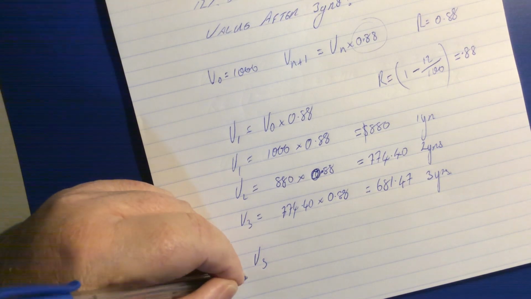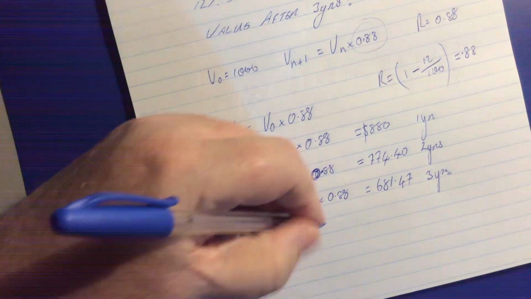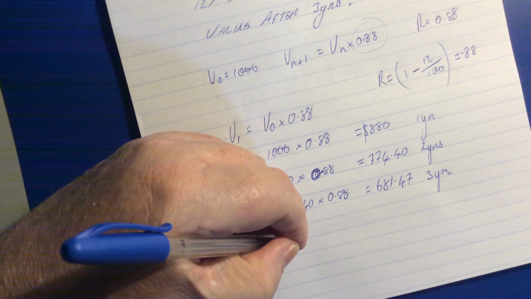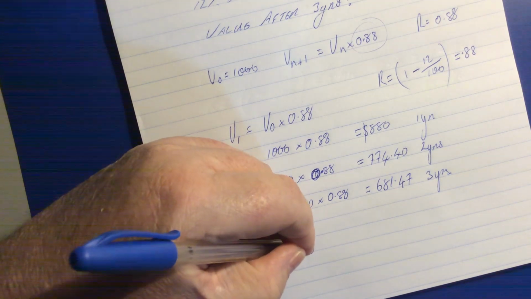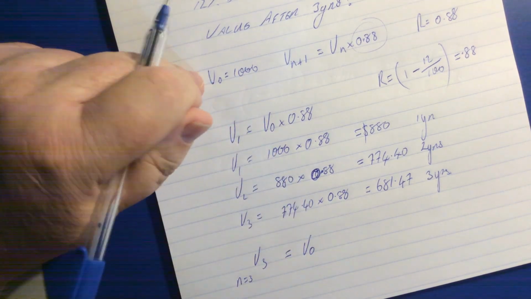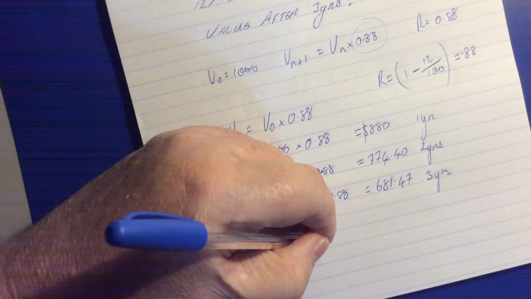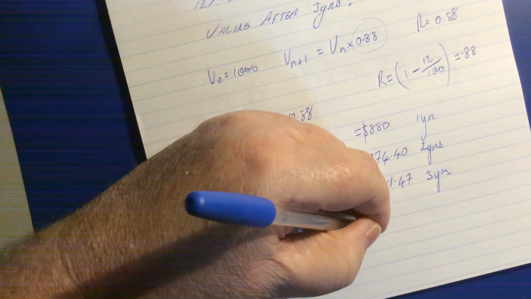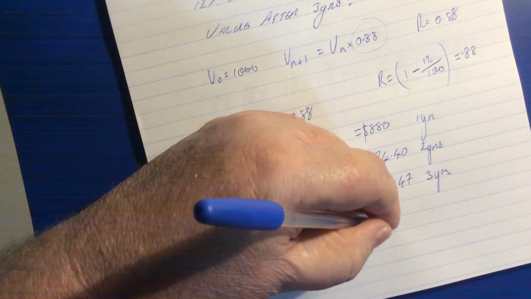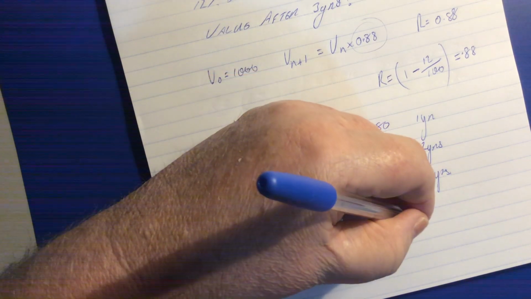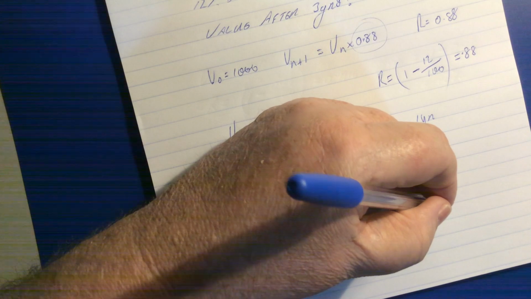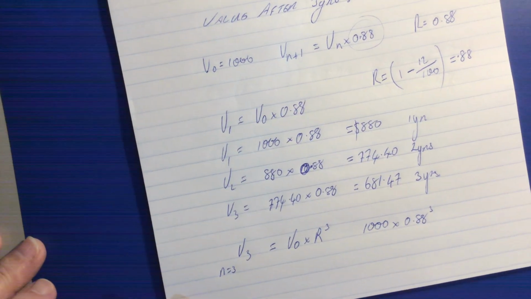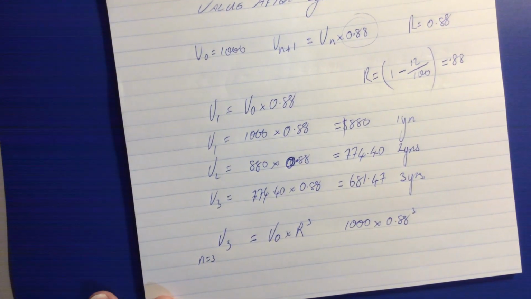V3, now note that N equals 3, is going to equal V0, which is $1,000, times R to the power of 3. So let's just set that up. $1,000 times 0.88 to the power of 3. Now this will be really quick.